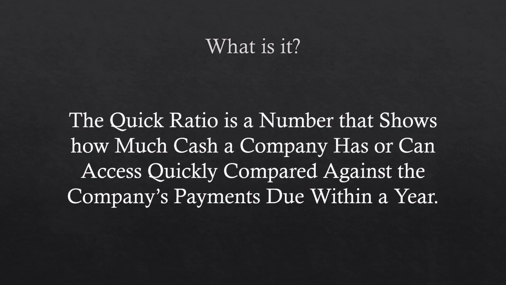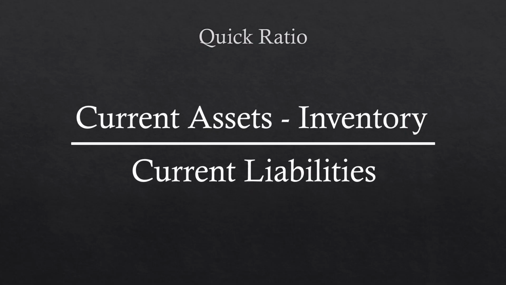What is the quick ratio? The quick ratio is a number that shows how much cash a company has or can access quickly compared against the company's payments due within a year. Let's take a look at the formula.